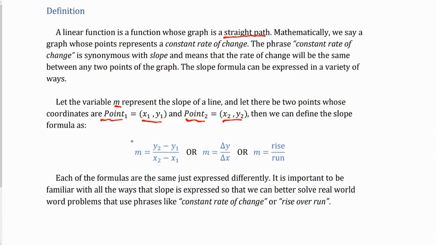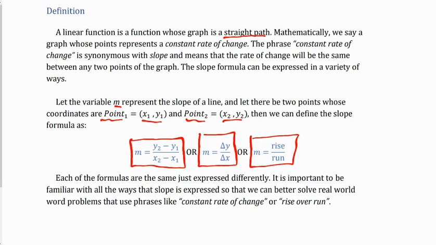We can say that m, which is the slope, is y2 minus y1 in the numerator over x2 minus x1 in the denominator. This can be expressed in another way, where we say m, which is the slope, is the change in y values over the change in x values. And the third common way is to say m, which is slope, is rise over run. Each of these formulas are the same, they're just expressed differently.